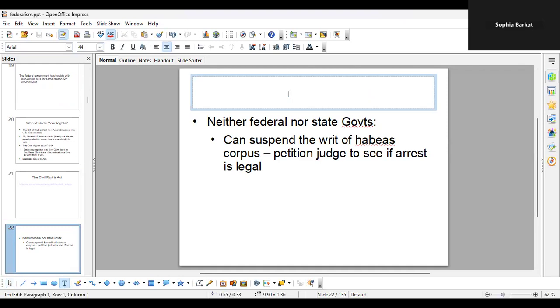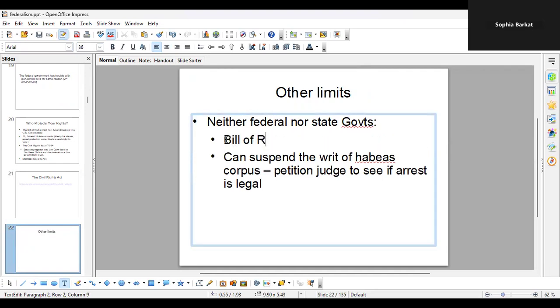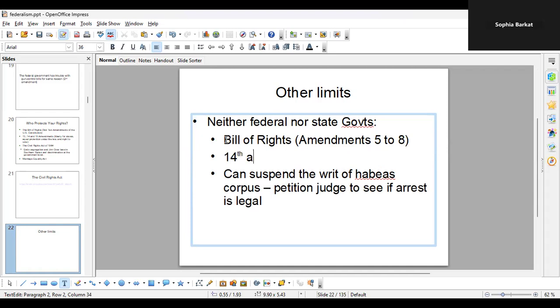So here you have the other limits. We talked about the 14th Amendment and equal protection. The Bill of Rights has particular amendments, okay? So you have the Bill of Rights, and Amendments 5 to 7 protect you, and I think even 8 protects you in courts of law. But they were not being enforced for everybody. So you had to have the 14th Amendment to make sure that everybody is protected equally under the law.